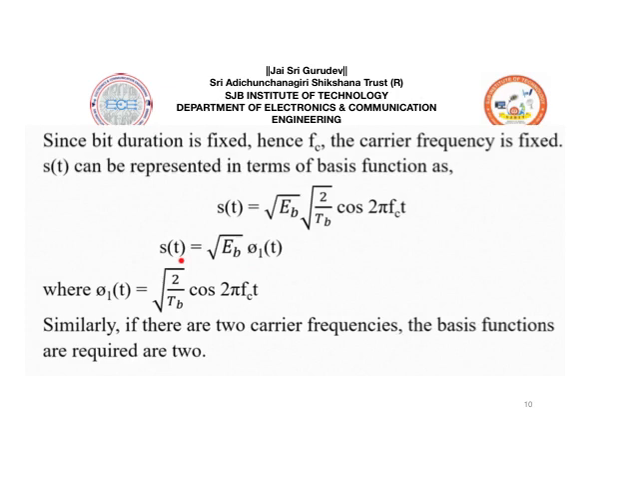Here again s of t can be written as s of t is equal to square root of Eb into square root of 2 by Tb cos of 2 pi fct, which will be written as phi 1 of t. This is the basis function. s of t is expressed in terms of the basis function. The phi 1 of t is equal to what? Square root of 2 by Tb cos of 2 pi fct.